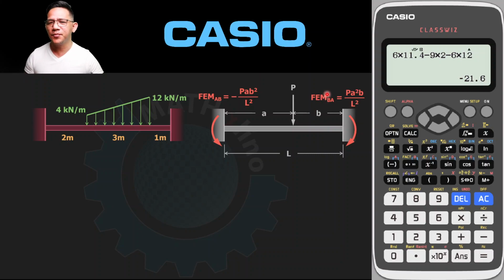This value is PA squared B all over L squared. Notice the powers of A and B. The powers change. The A becomes A squared here. The B squared here becomes B raised to 1 in here. Again, our assumption is counterclockwise negative, clockwise positive.